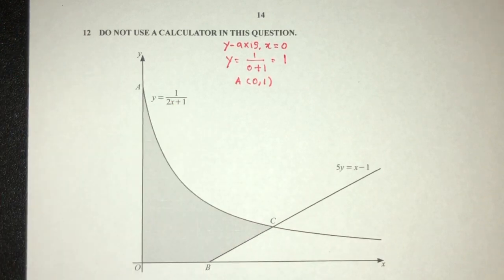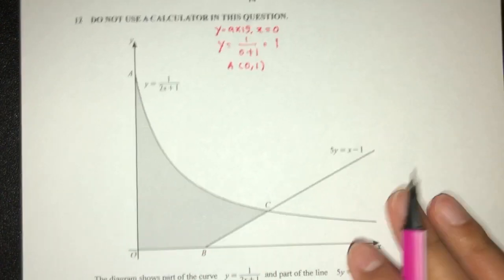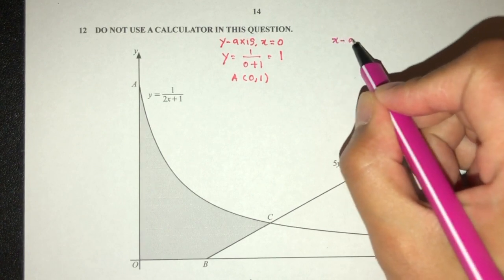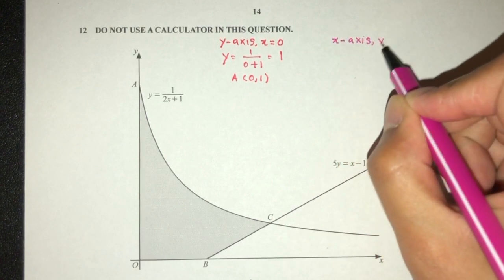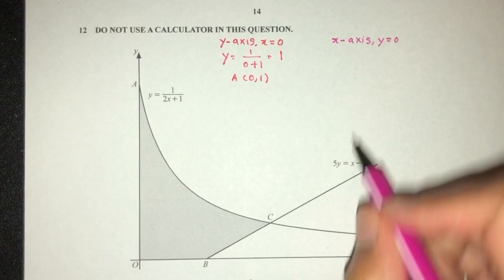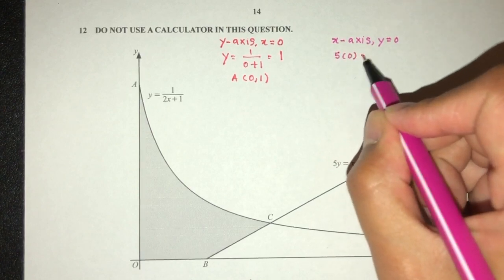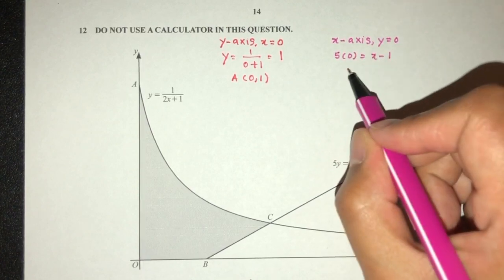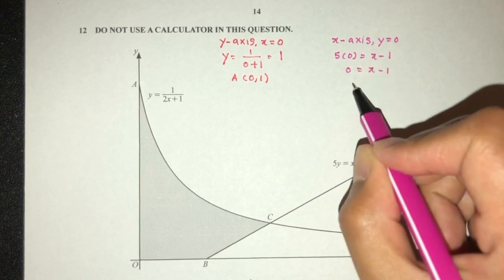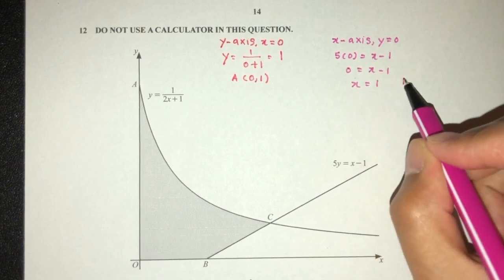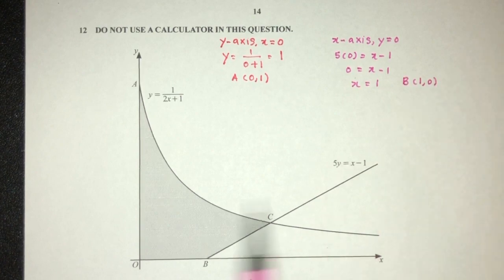Now we can find the point B. Obviously B is on the x-axis. On the x-axis, what do we know? The value of y has to be 0. Replace in this one, you will have 5 times 0 is equal to x minus 1. That will be 0 equals x minus 1, so x will be 1. So the point B is (1, 0).